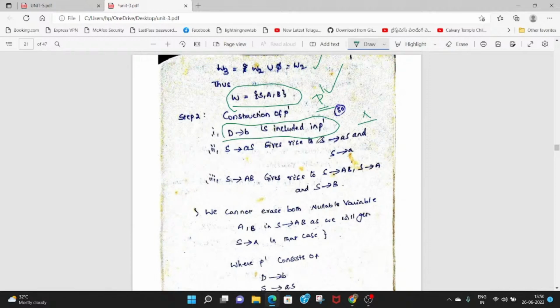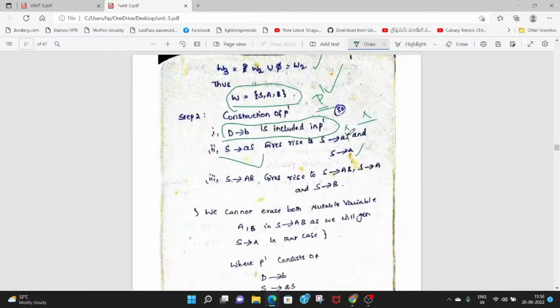Okay, so now see. Then we are including S tends to AS, because we have S tends to AS and S tends to A, since in place of S I can replace null here.